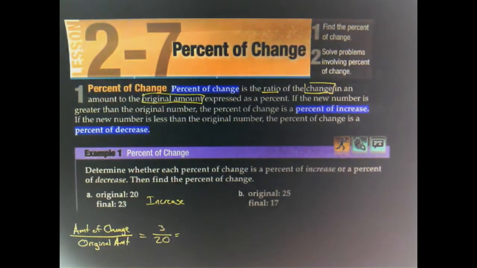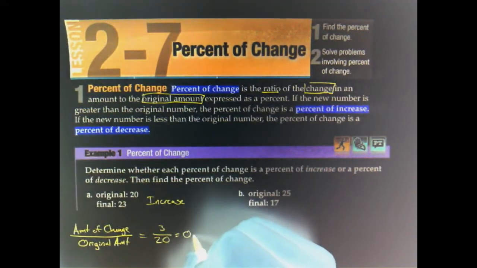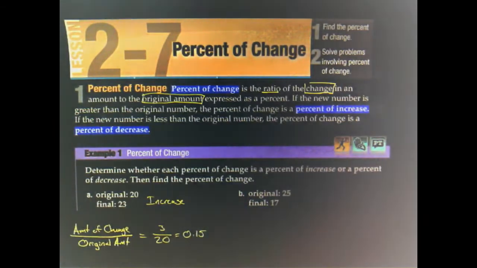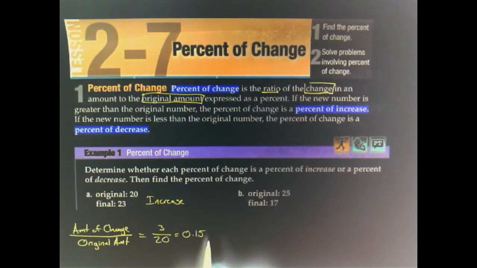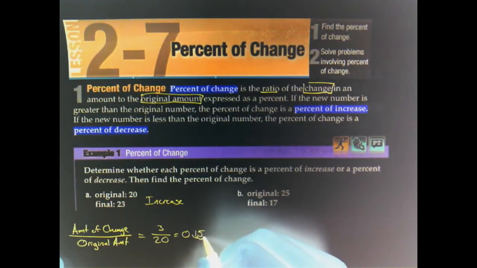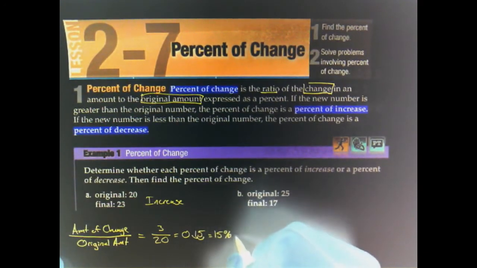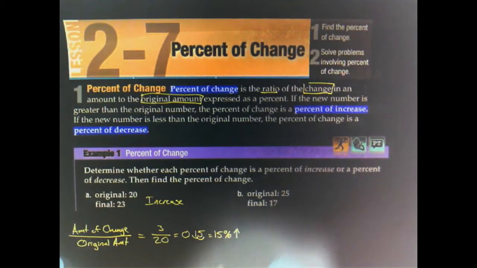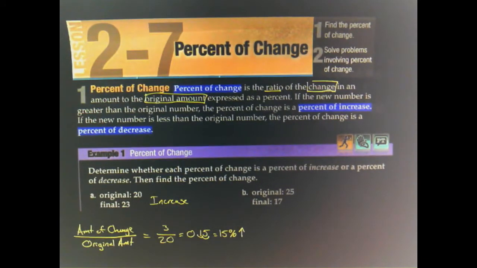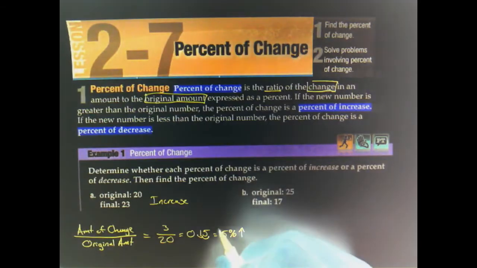Now the easiest thing to do here is to type this in your calculator. Take 3 divided by 20, convert it into a decimal. 3 divided by 20 is 0.15. Now that's the decimal. Percent change is described as a percent. So our rule for percent, you can either multiply by 100 or just move the decimal 2 places to the right. 1, 2. This is a 15% increase. I'll just make a little arrow there for increase. 15% increase.